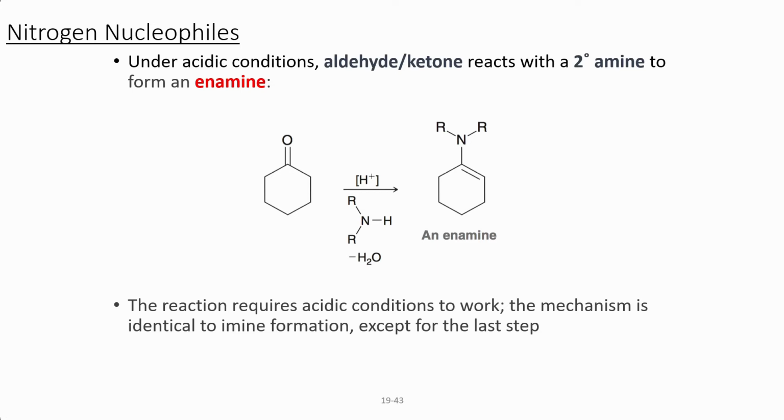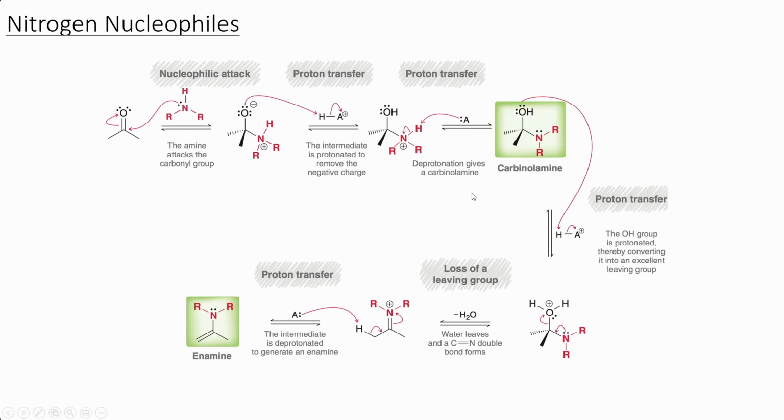If we have a secondary amine, we're going to obtain a different reaction. In the case of a secondary amine reacting with a ketone, we will form an enamine. And so the mechanism of this is similar to the imine formation mechanism, but there's a small difference at the last step. So to begin with, we have nucleophilic attack of the ketone, protonation, followed by a proton transfer, and that creates the carbinolamine. This is all the same up until here.